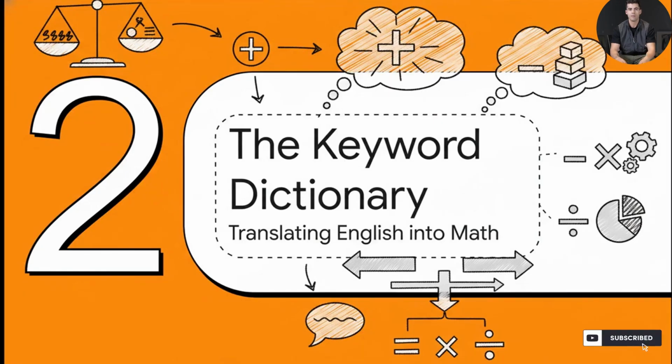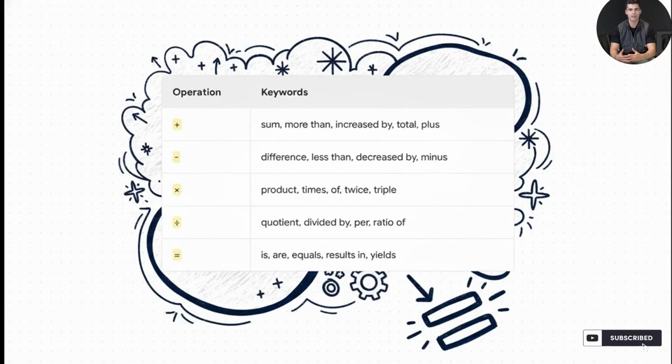Okay, so how do we actually get from a confusing sentence to that nice balanced scale? Well, here's the secret. There are certain English words that are basically direct clues. They're like little signposts that tell you exactly which math operation you need to use. This right here is your cheat sheet, your personal dictionary for translating English into math.